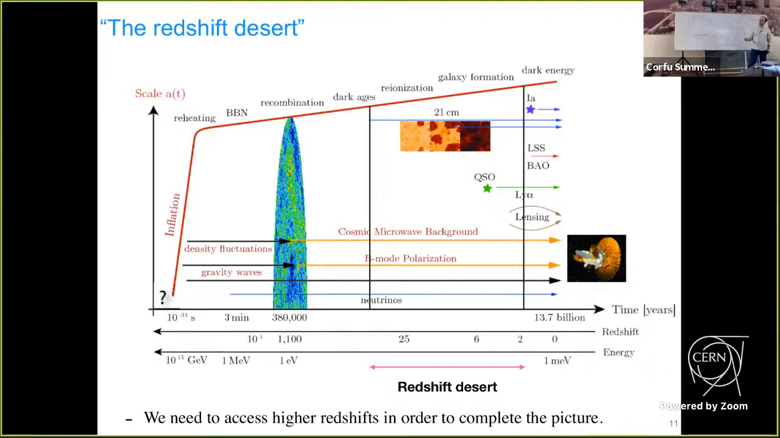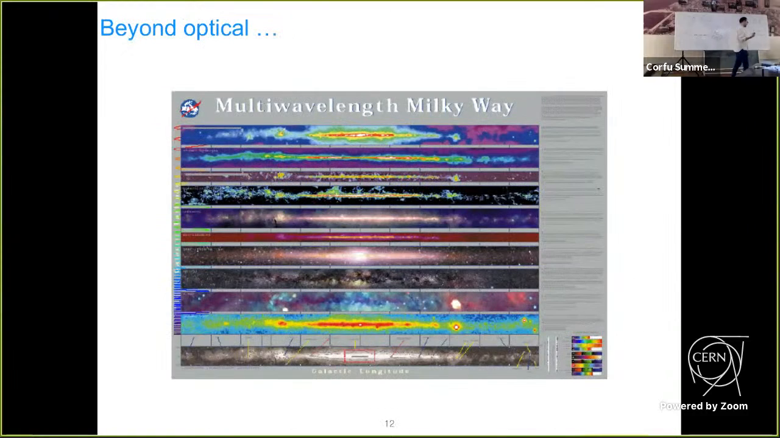And then how can we access this redshift desert? This is not multi-messenger, but it's going multi-wavelength, going to a larger wavelength mode. So in the radio sector, you can access much higher redshifts. So this is kind of a set of future surveys.